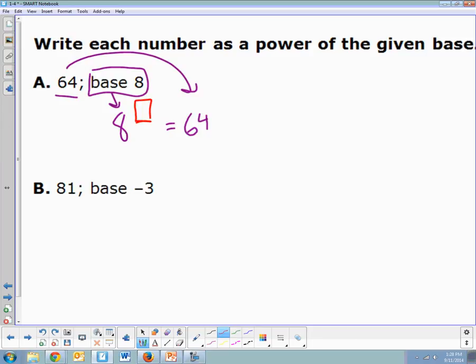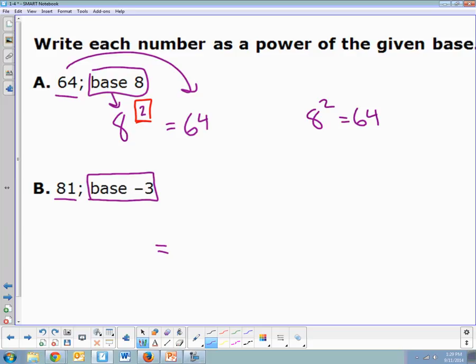What would you put for an exponent? Well, 8 times 8 is 64, so I know that 8 squared would have to be 64. Your final answer would be 8 squared equals 64. They give you the solution and the base, and you have to figure out what the exponent would be to make that happen. For B, I'm going to have you try this on your own, where they give you the base, -3, and the solution of 81, and you write an equation. I'm going to go ahead and pause it, try it on your own.